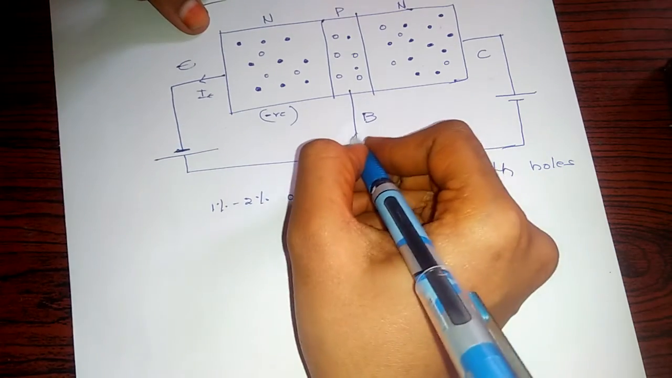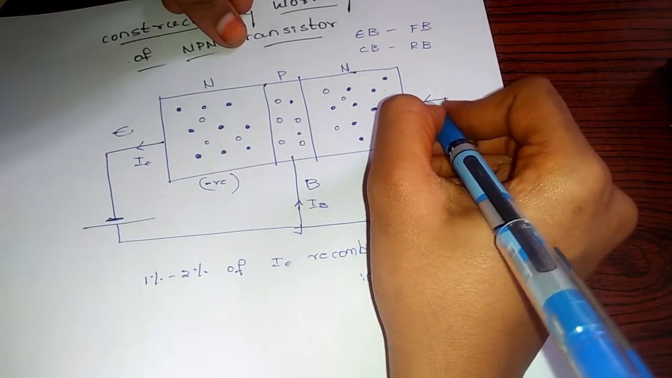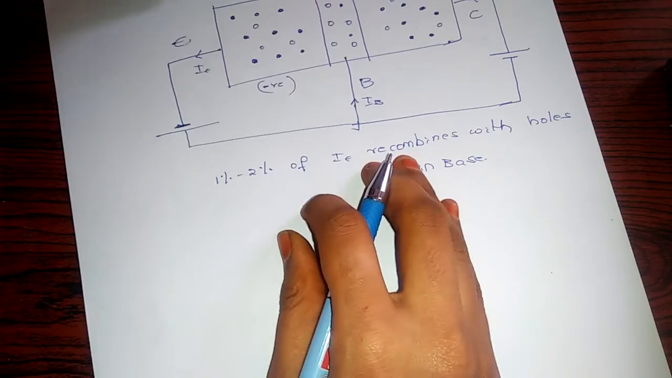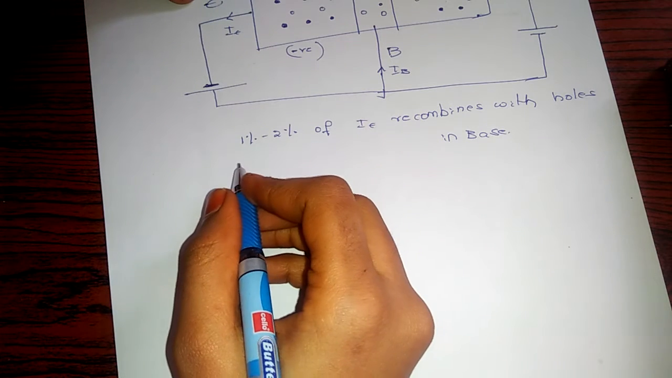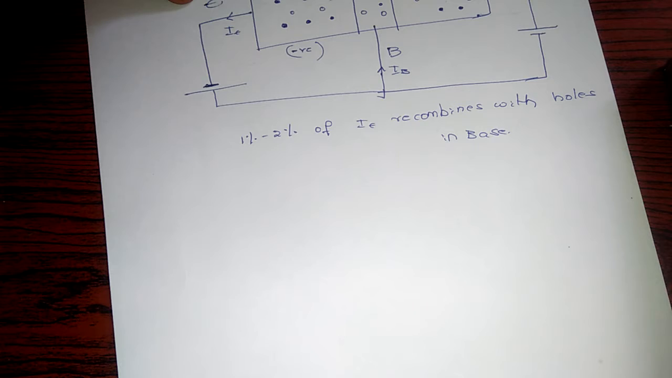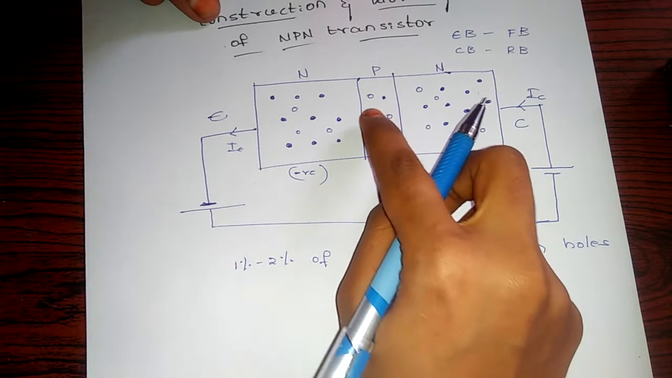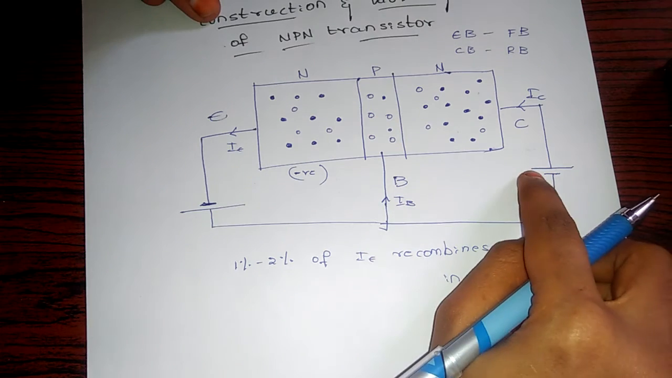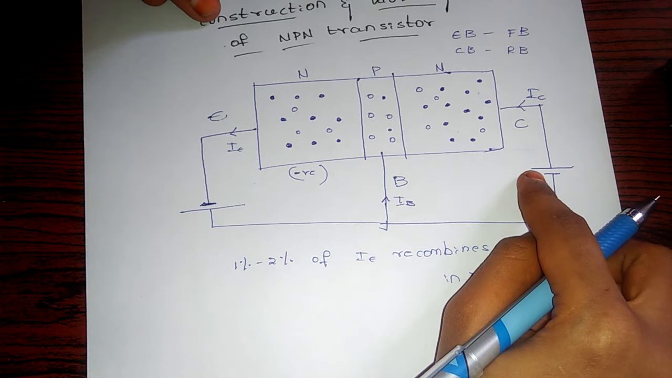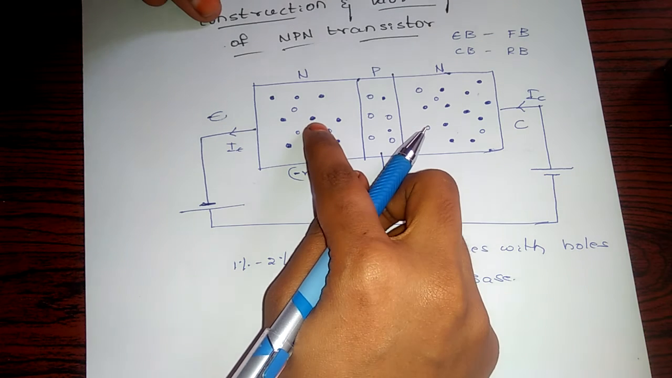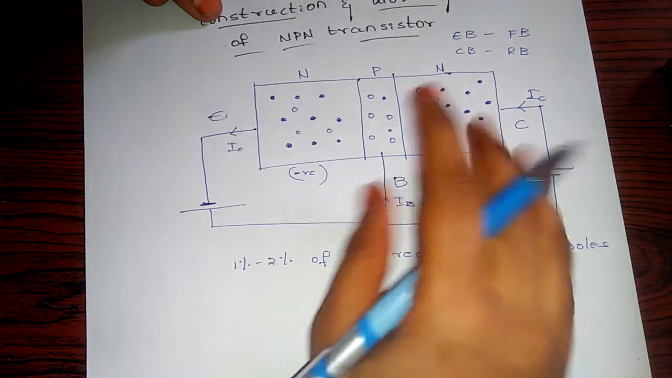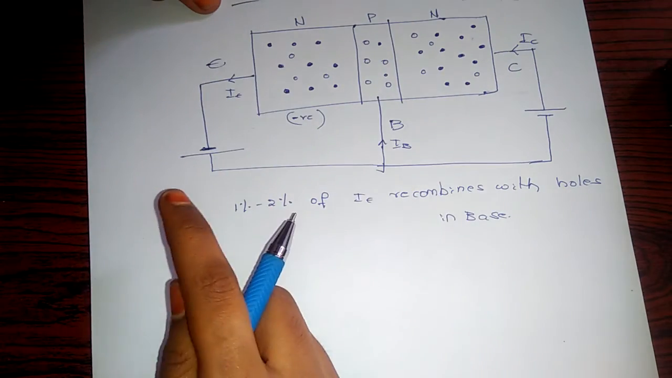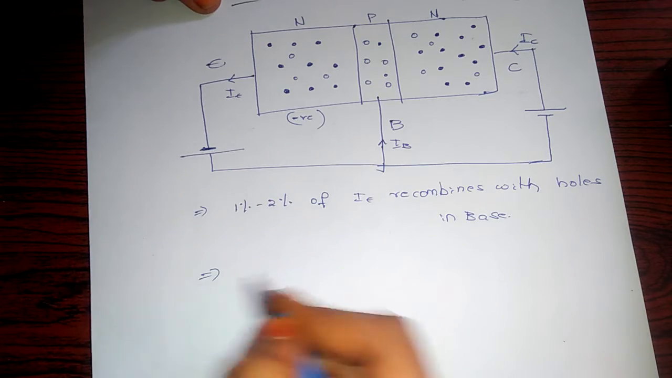So the current that is flowing upwards is IB, and the collector current is IC. As there is a positive terminal at the collector region, the negative charges tend to flow towards the collector junction. So it flows to the collector region. What flows? The emitter current.